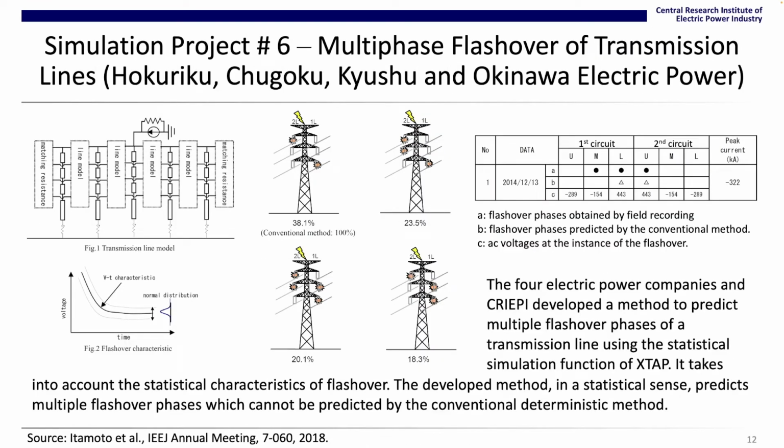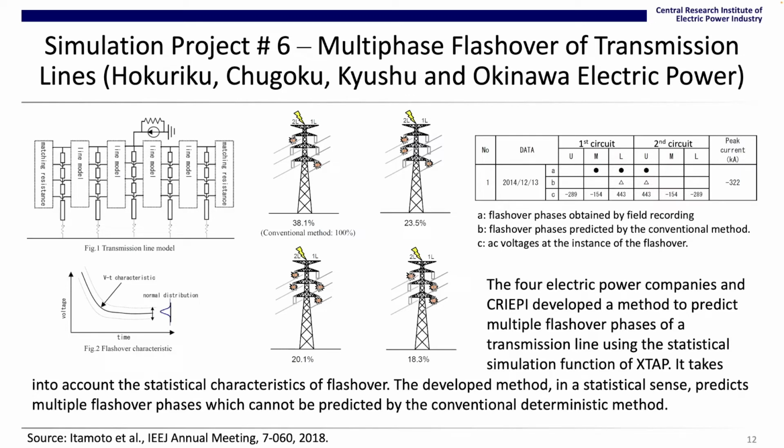This slide shows simulation project number 6, multi-phase flashover of transmission lines, carried out by Hokuriku, Chugoku, Kyushu, and Okinawa electric power companies. These four electric power companies and CRIEPI developed a method to predict multiple flashover phases of a transmission line using the statistical simulation function of XTAP. It takes into account the statistical characteristics of flashover.